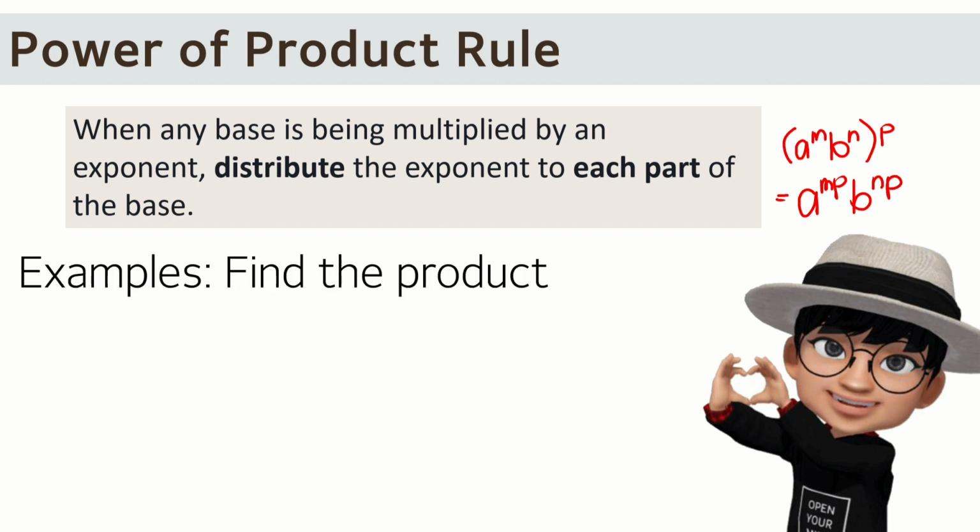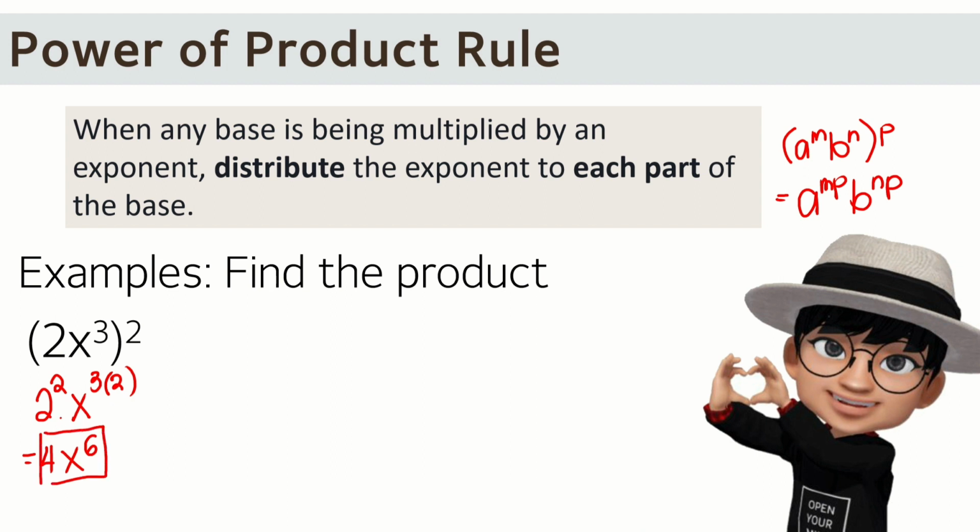Okay, so let's try to find the product of 2x cubed raised to the second power. Just like what I've said, we're going to apply the distributive property. So we will distribute the exponent to each part of the base. That's 2 raised to the second power, x raised to 3 times 2. So 2 squared, we know that 2 times 2 is equal to 4, and that is x raised to 3 times 2. Our answer is 4x raised to 6.